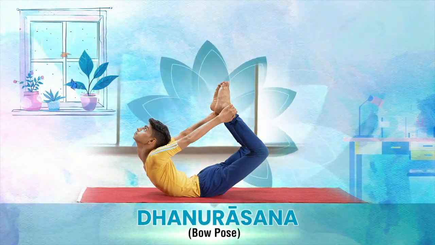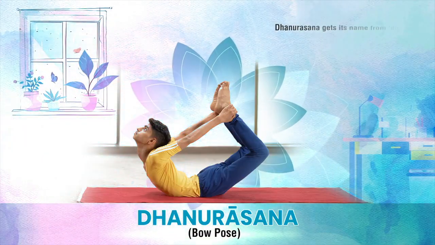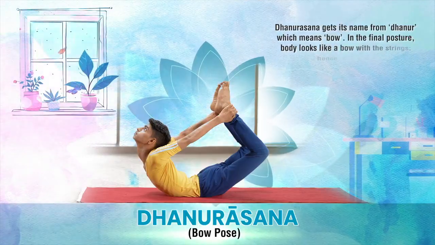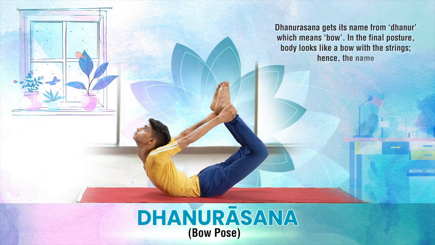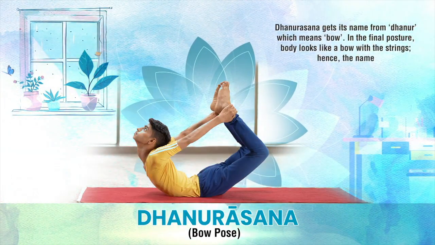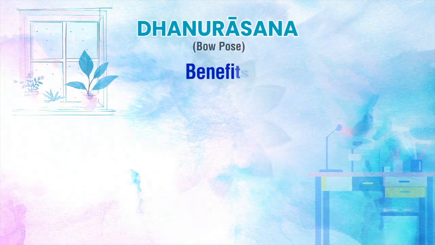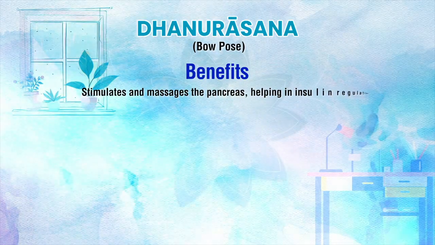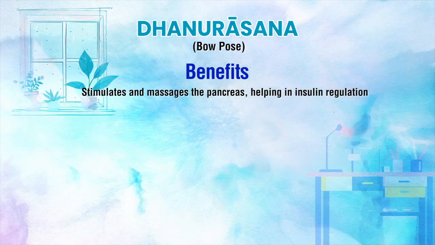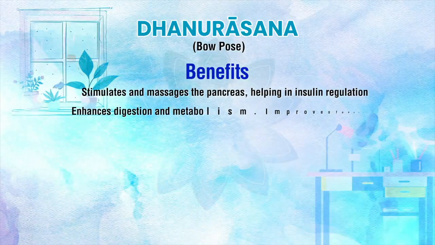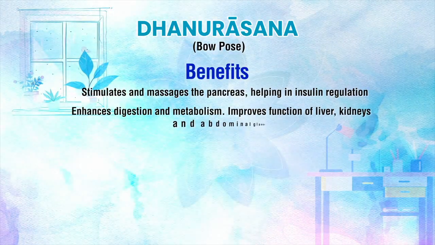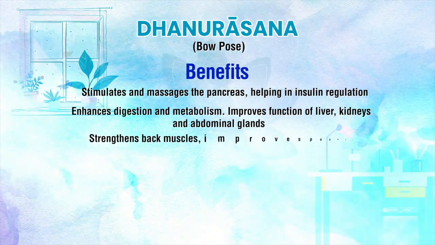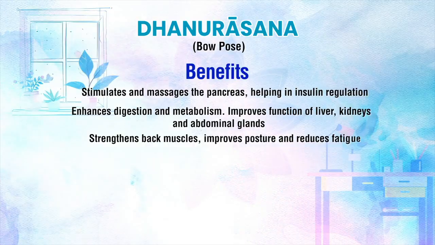Dhanurasana, bow pose. Dhanurasana gets its name from Dhanur, which means bow. In the final posture, the body looks like a bow with the string, hence the name. Benefits: stimulates and massages the pancreas, helping in insulin regulation, enhances digestion and metabolism, improves function of liver, kidneys and abdominal glands, strengthens back muscles, improves posture and reduces fatigue.